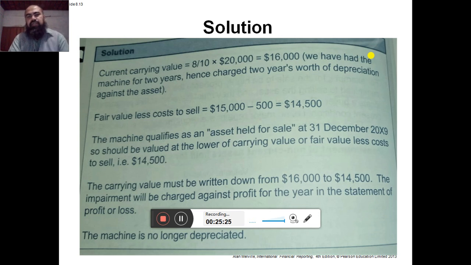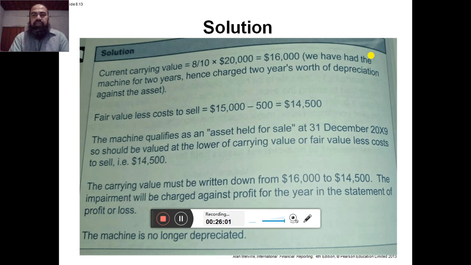Now we have two values available, 16,000 and 14,500. Now we compare them, whichever is lower. So we easily saw that fair value less cost to sell is lesser than the carrying value. So we will consider that the value of that asset is $14,500. So the machine qualifies as an asset held for sale.